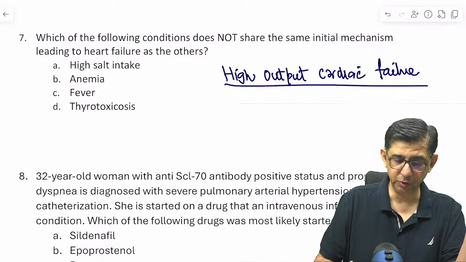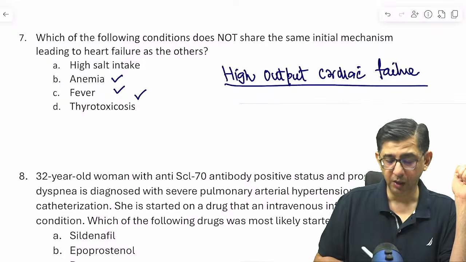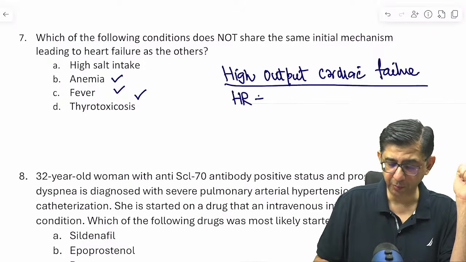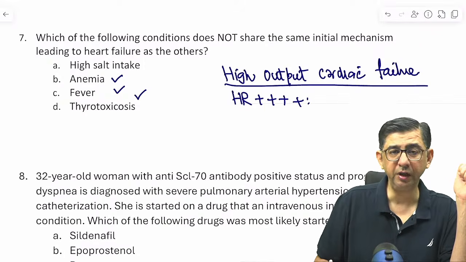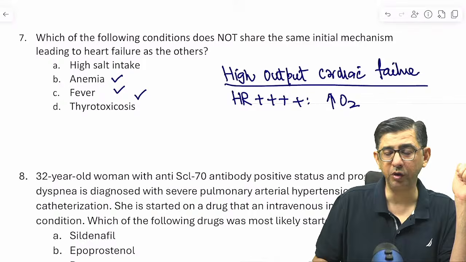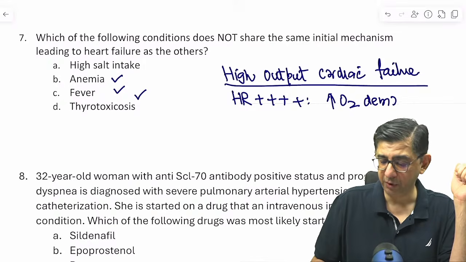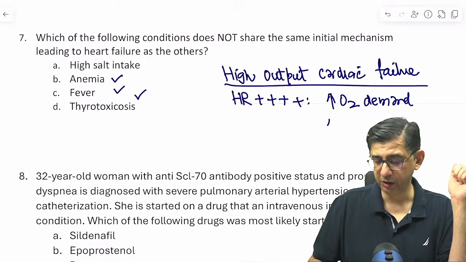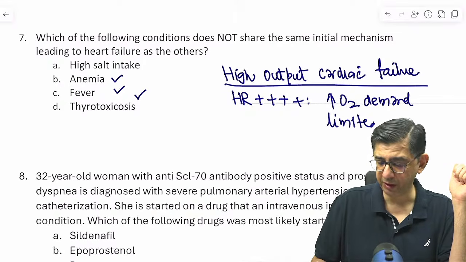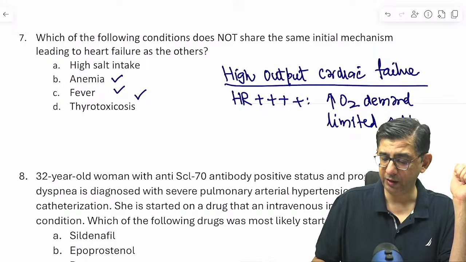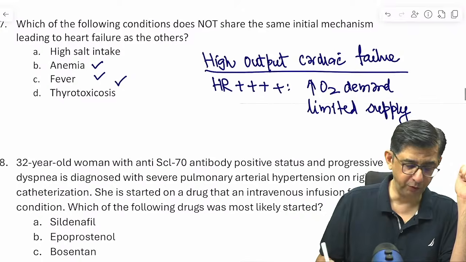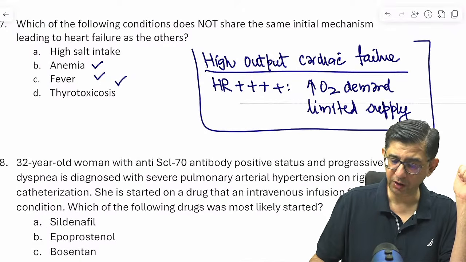So when it comes to anemia, or fever, or thyrotoxicosis, in all of them, there is a disproportionate tachycardia, which will result in a tremendous increase in the oxygen demand of the heart. But there is a limited supply. So there is a mismatch between the demand and supply. The demand is much more and there is a limited supply. Therefore, we use the word high output cardiac failure in these patients.